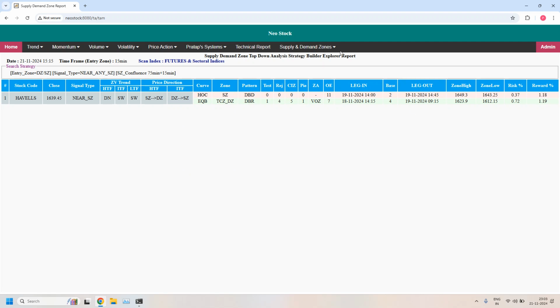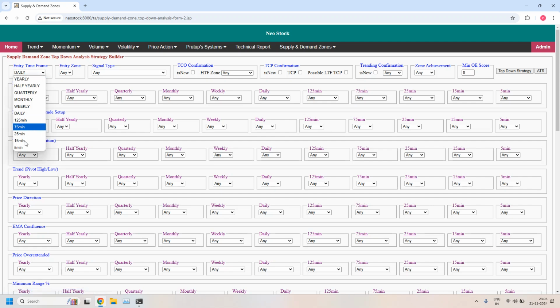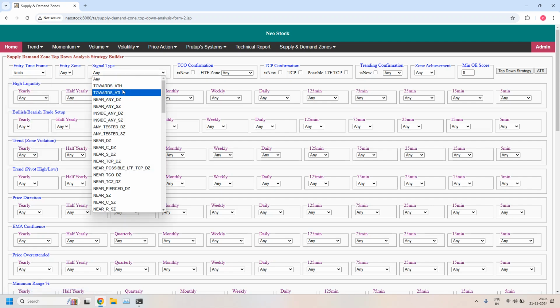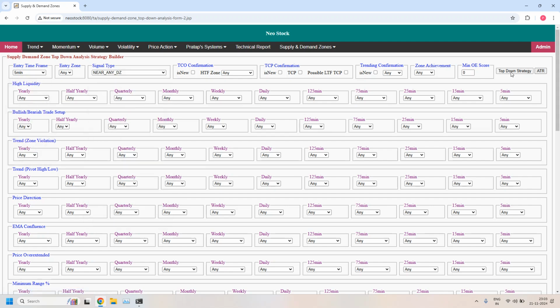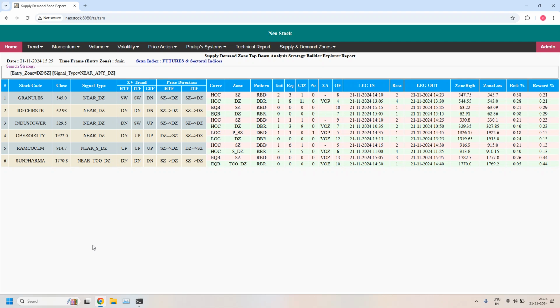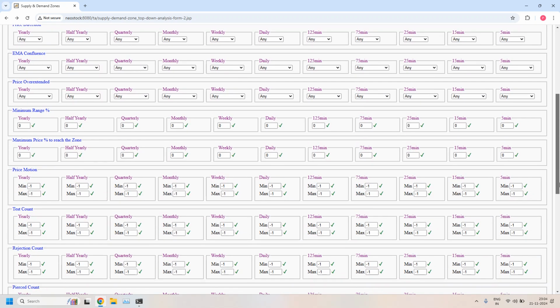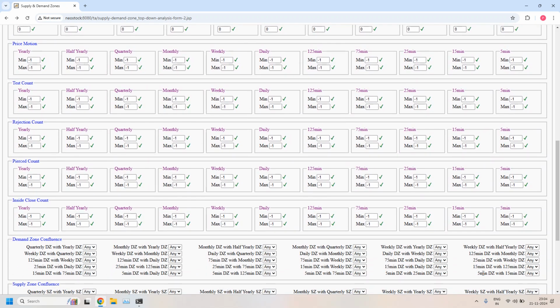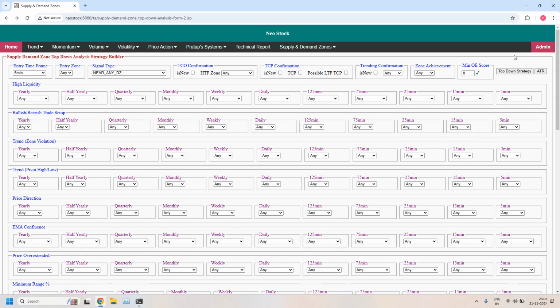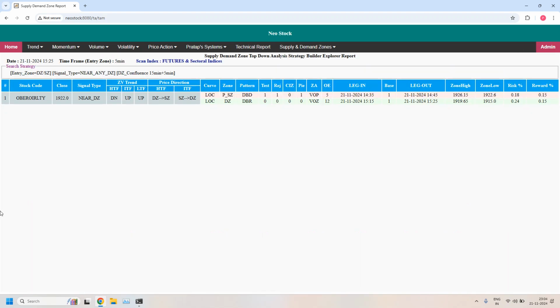Okay, next time frame is 5 minutes. Stocks near 5 minutes demand zone. We got 6 stocks. Out of these 6, how many demand zones are having ITF confluence? That is 5 minutes demand zone with 15 minutes demand zone confluence. So I'm enabling that filter, 5 minutes demand zone with 15 minutes demand zone confluence. With this filter, we got only 1 stock. That means this 5 minutes demand zone is a part of the 15 minutes demand zone.